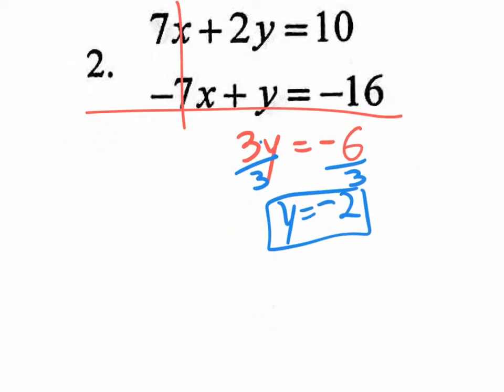Yeah, the bottom. All right. Ricky says bottom, we're going with top. 7x plus 2 times y, plug in the negative 2 right in there, equals 10.